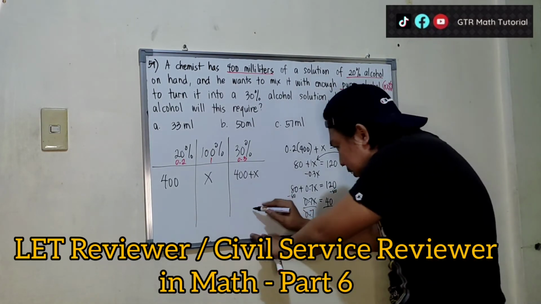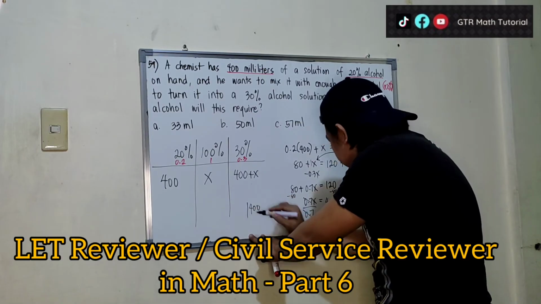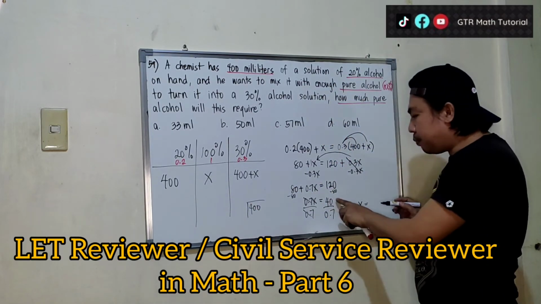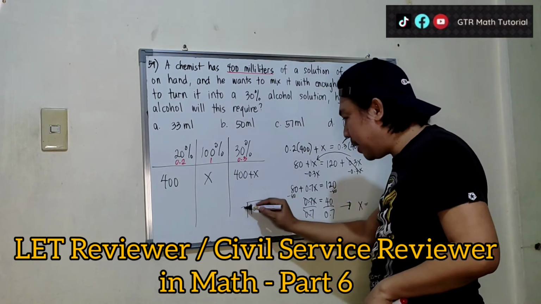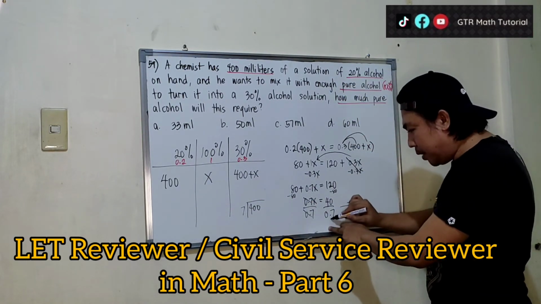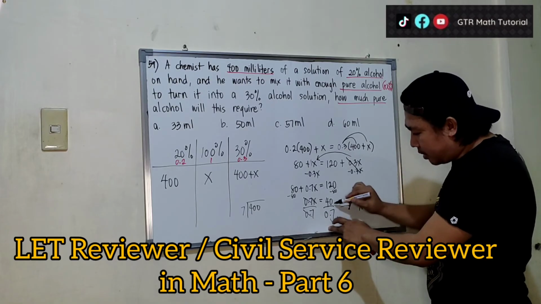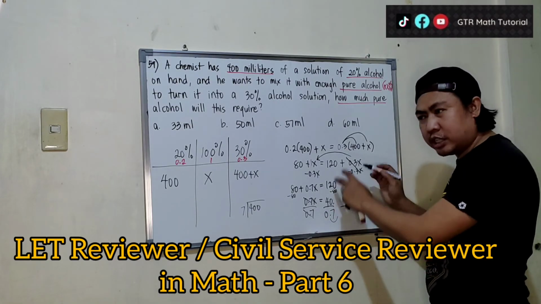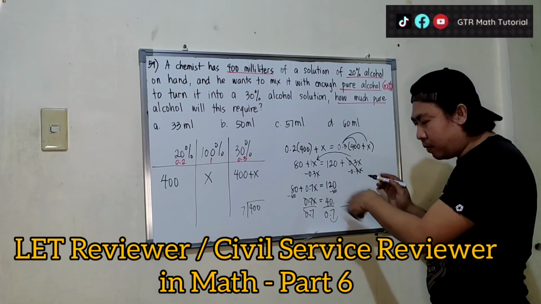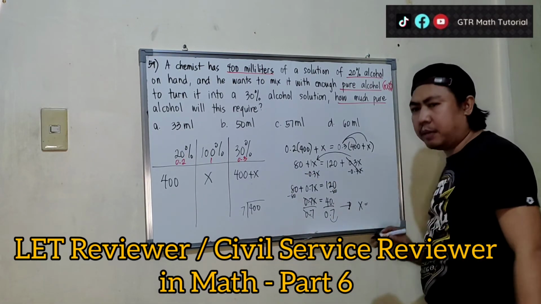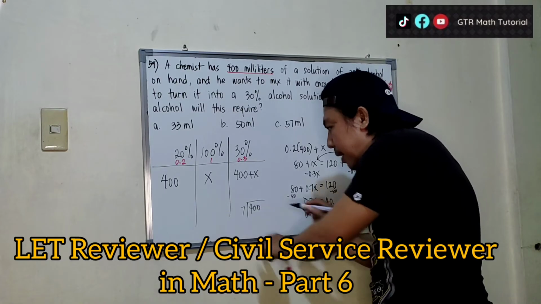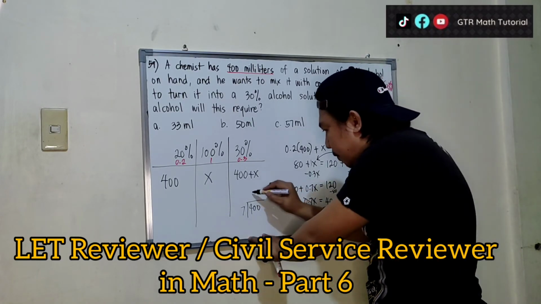So kung tayo mag-calculator, 40 divided by 0.7 is the same as 400 divided by 7. Kasi pag minove natin yung decimal, i-move din natin or simply multiply by 10 the numerator and denominator. So 400 divided by 7 is the same as 40 divided by 0.7. So 400 divided by 7, that is equal to 5.